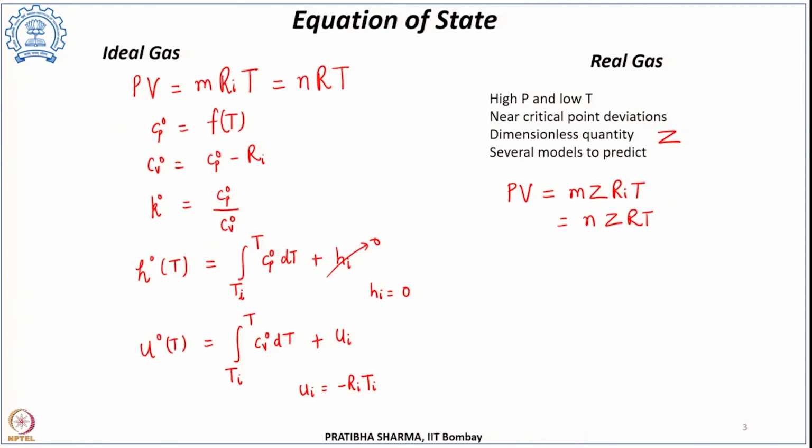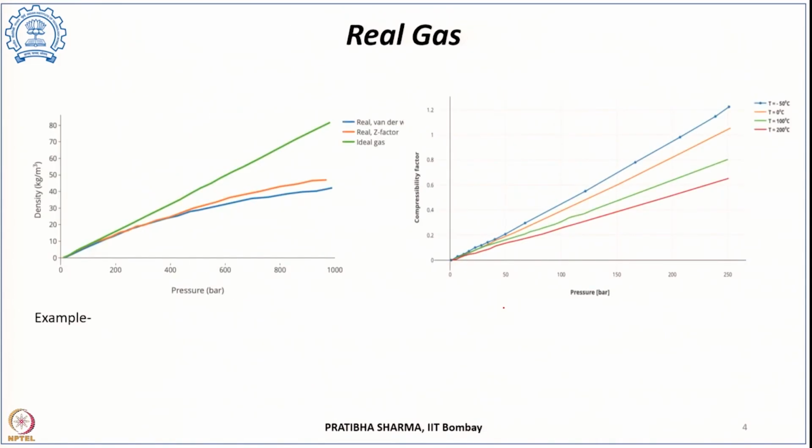Now to know the behavior of real gases, there are several models existing in the literature which can predict the behavior of the real gas. Now this compressibility factor, the dimensionless quantity which tells us the deviation between the real and ideal gas behavior, itself changes with temperature and pressure. So it is changing with temperature and pressure.